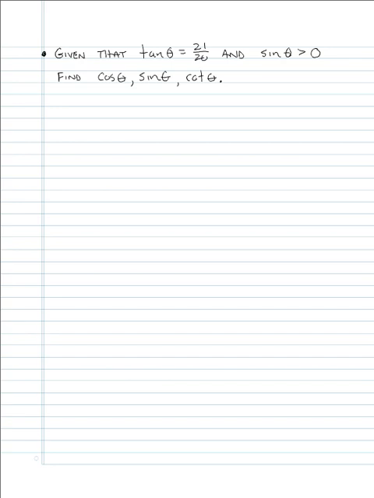Okay, we're given that the tangent of theta is 21 divided by 20, and that the sine of theta is greater than 0 or positive, and from that information we're supposed to find the cosine of theta, the sine of theta, and the cotangent of theta. Now, there's 2 or 3 things that are important for us to understand as we work through this. The fact that the tangent of theta generally, we know, can be calculated by calculating the sine of theta over the cosine of theta. But that does not mean, in this case, that the sine of theta is 21 and the cosine of theta is 20.